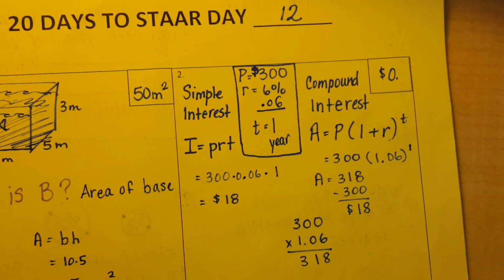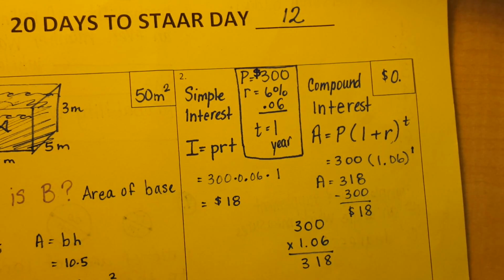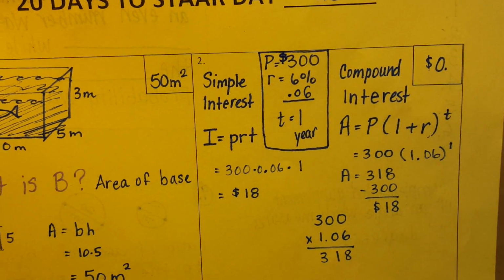Now I want y'all to know that if this had been 2 years, the amount of compound interest would have been more than the amount of simple interest. It's only at 1 year that simple interest and compound interest are the same amount. After that point, it starts to gain more money in a compound interest account because it pays interest on the interest and the principal. Okay?